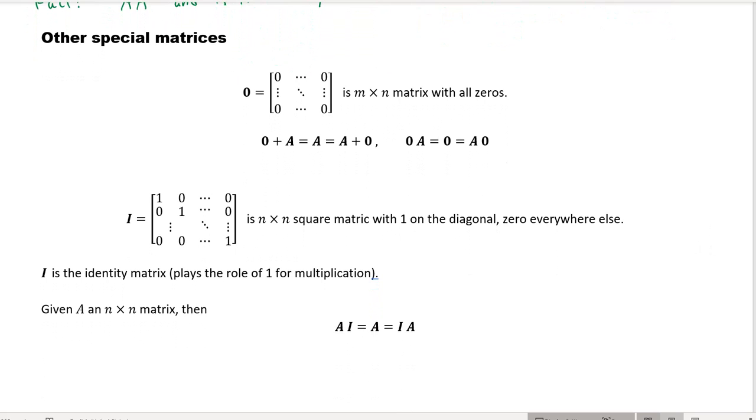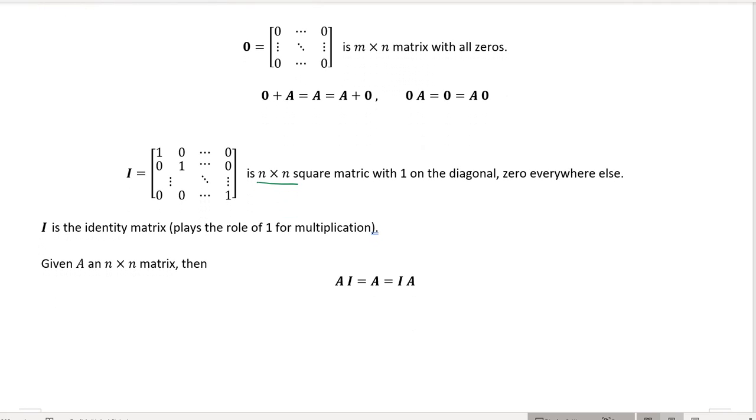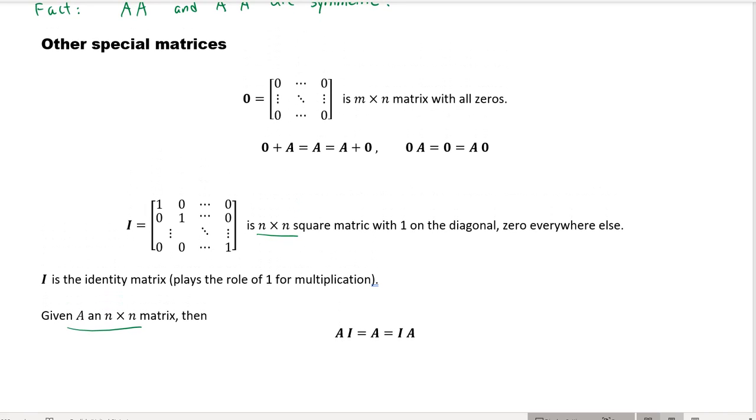Okay, and then we have the identity matrix. The identity matrix is a square matrix with 1 on the diagonal and zeros elsewhere. I is the identity matrix, so it plays the role of 1 for multiplication. Suppose A is an n by n matrix, then A times I is also equal to I times A. Alright, so these are the special matrices, the zero matrix and the identity matrix.